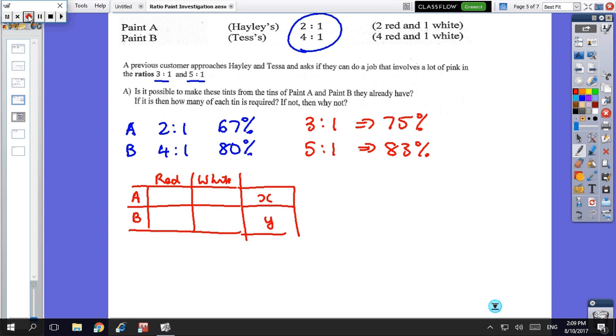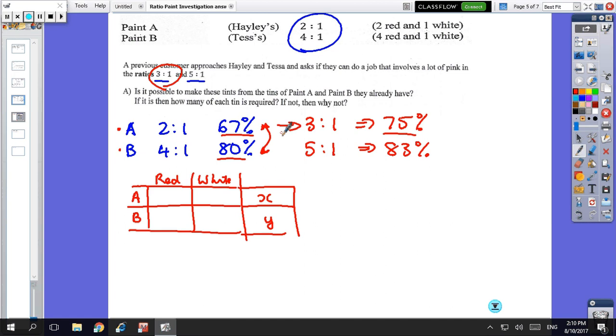I was just setting up some of the numbers. So we've got paint A and paint B, with 67% red and 80% red. In the first one, we're trying to get 75% red. So the first one is in between those numbers, so there must be some combination that will average out to 75%.